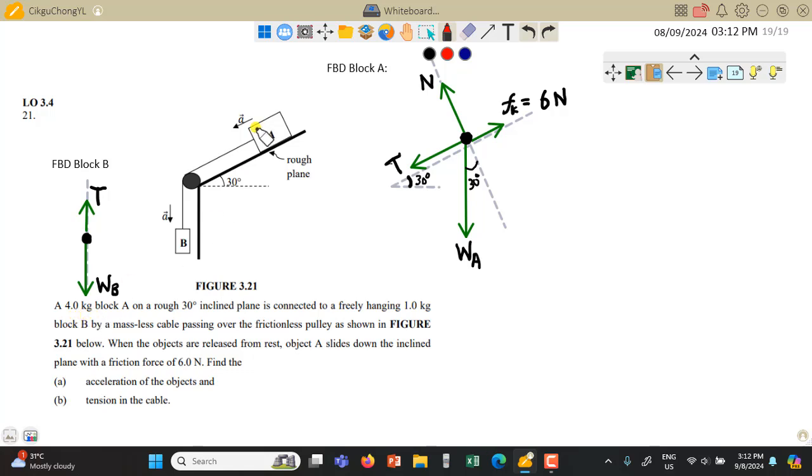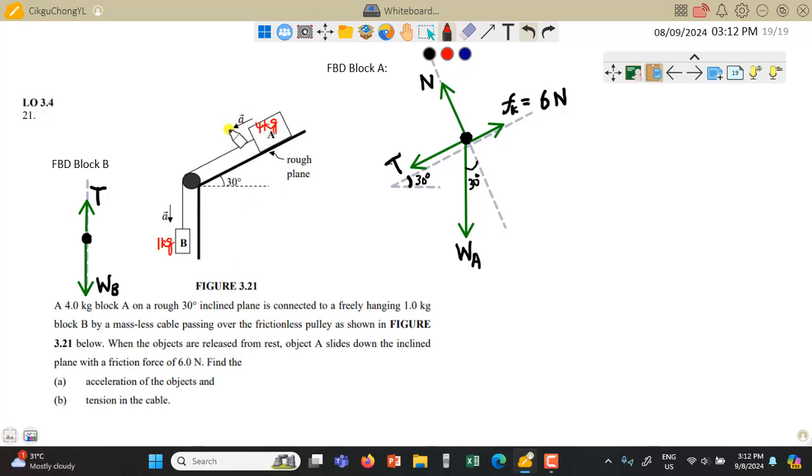So we have a 4 kg block A put on a rough inclined plane of 30 degrees. It connects freely to a hanging mass of 1 kg block B. Okay, so when the objects are released from rest, we find the block A is going to slide down the inclined plane, whereby there is a friction force of 6 Newton acting on the block A.